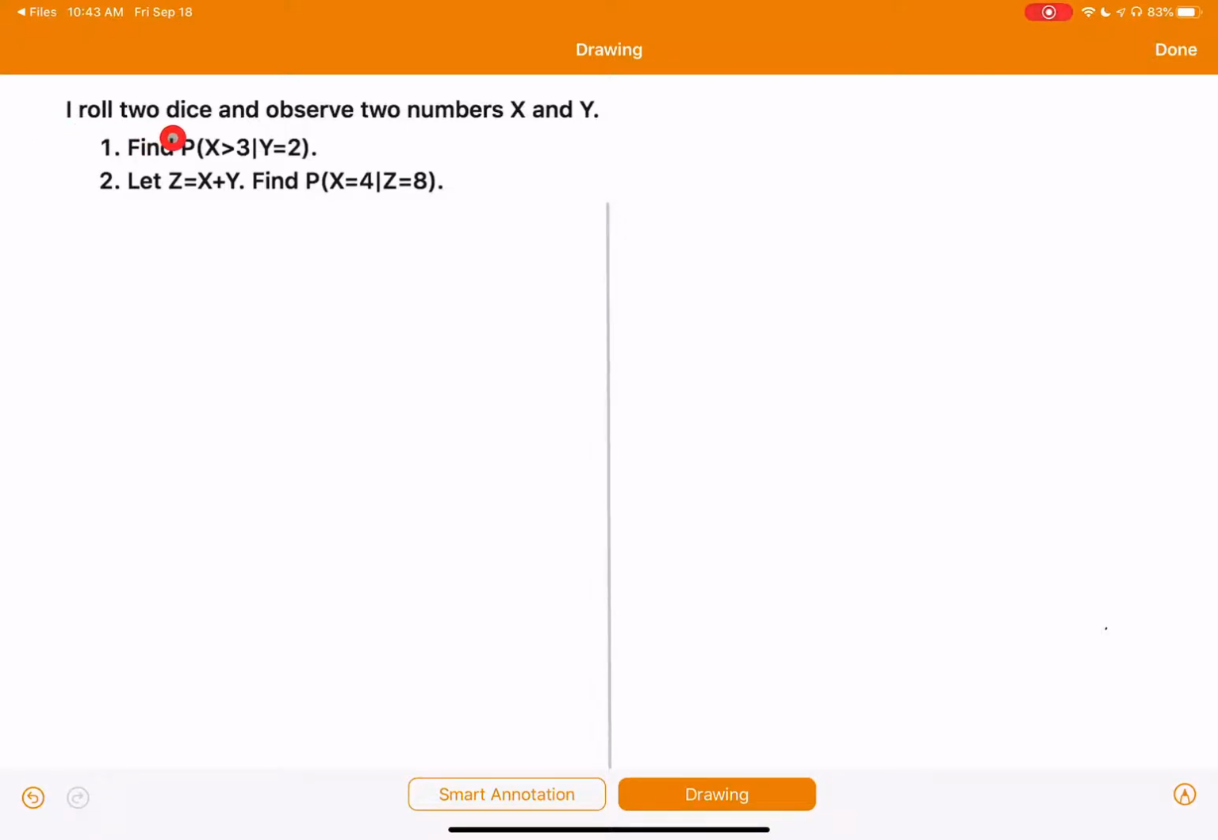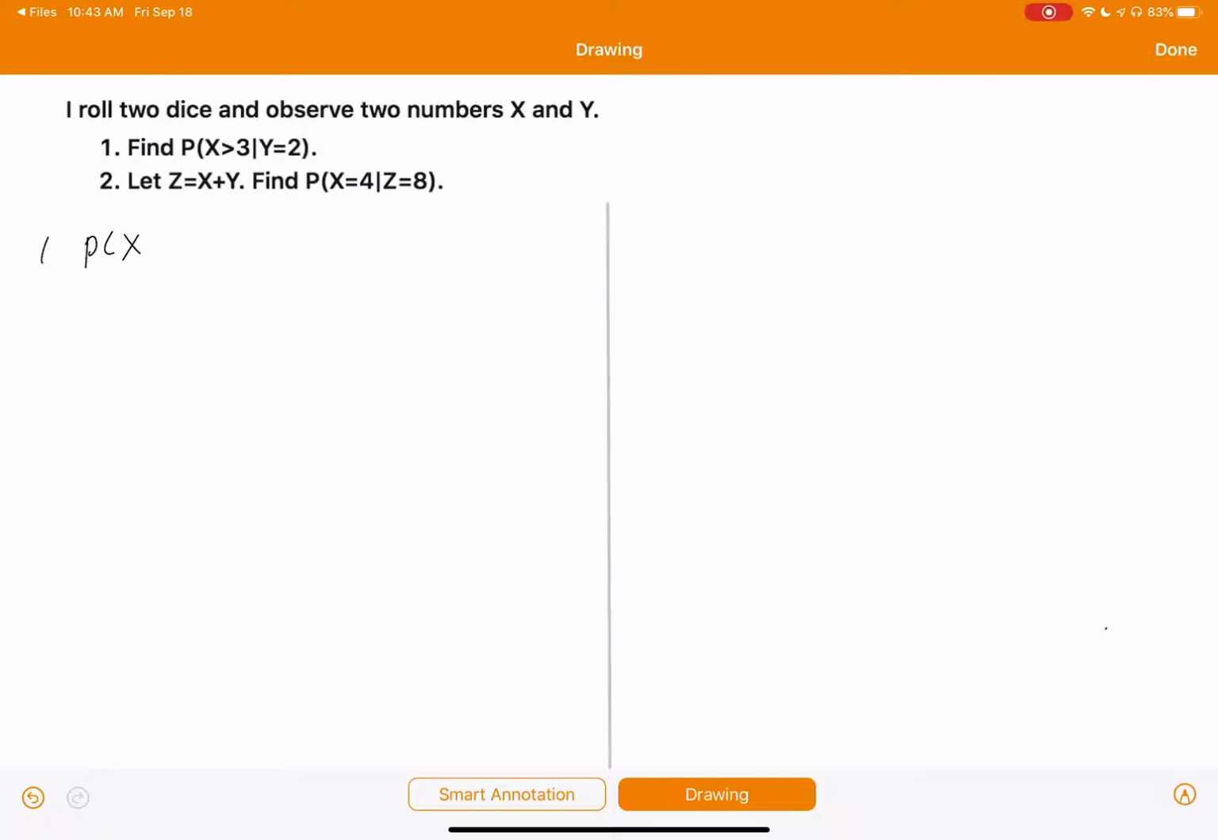I roll 2 dice and observe 2 numbers x and y. The first question is to calculate the probability x is greater than 3 given that y is 2. The second question, let z be equal to x plus y. Find this conditional probability. Let's first calculate 1.